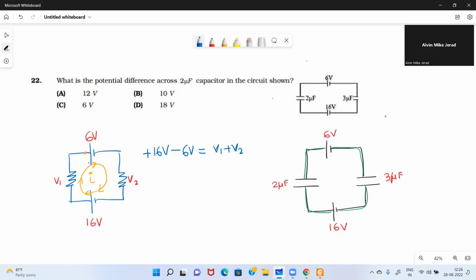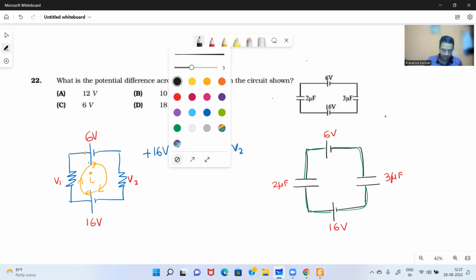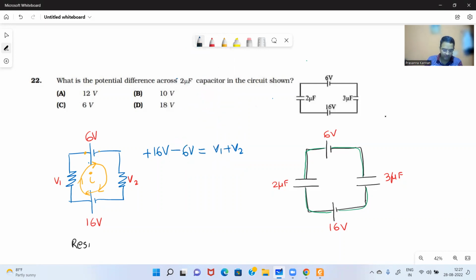Yes, sir. Once again, please. Once again, I'll tell you. For example, if you have a resistive network like this, let's say this is a resistive network here. Because once you understand this, then you can extend it to your capacitor networks.